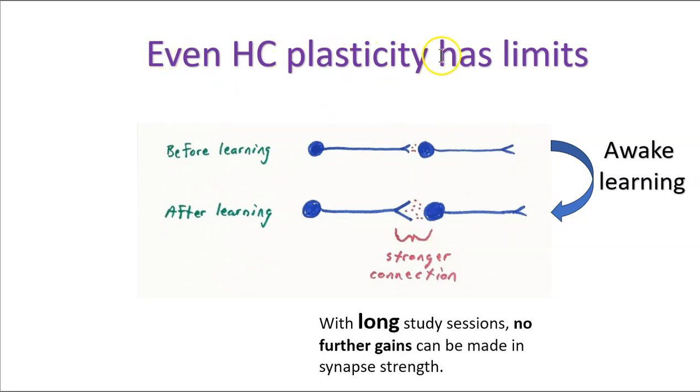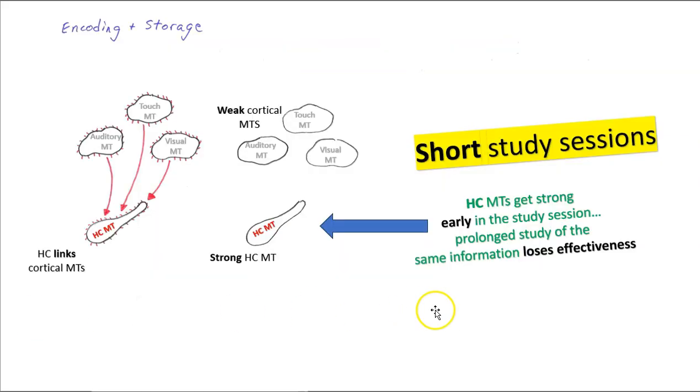However, there are limits to plasticity. And the thing is, if this growth happens quickly in the hippocampal neurons because of their high plasticity, then with long study sessions, no further gains can be made in synapse strength. And remember, when we're learning, it's the result of growing synapses. Well, if we've already maxed out our hippocampal synapses, we can't learn anything more. So the recommendation here is to use short study sessions. Hippocampal memory traces get strong early in the study session. Prolonged study of the same information loses effectiveness.